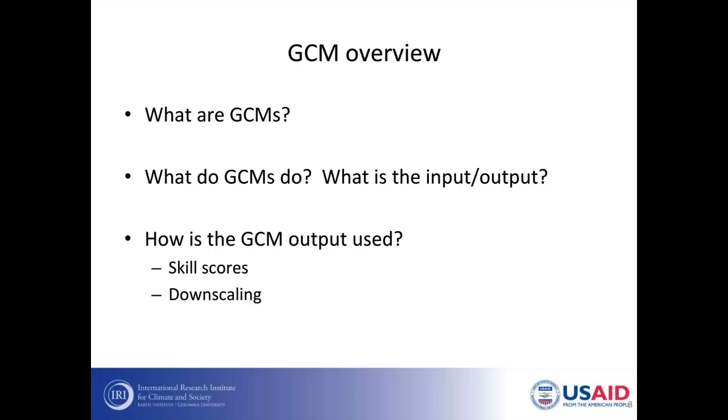GCMs can produce both short and long-term forecasts. GCMs can also use greenhouse gas and aerosol emission scenarios to project the evolution of climate over the next century. As you may recall from Andy's presentation, there is a distinction between prediction and projection. So how are GCM outputs used?